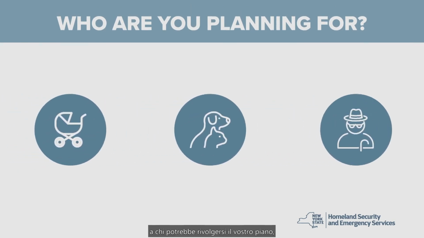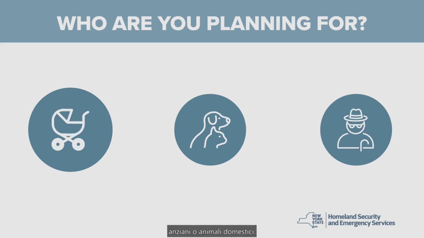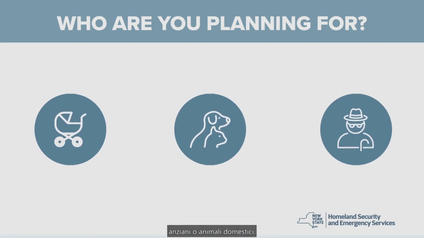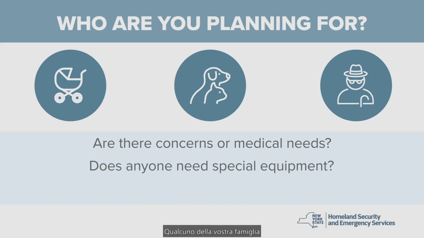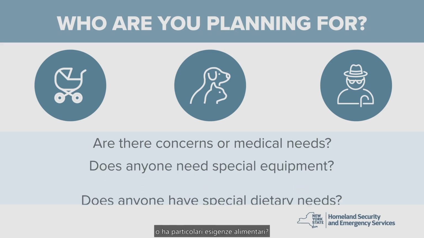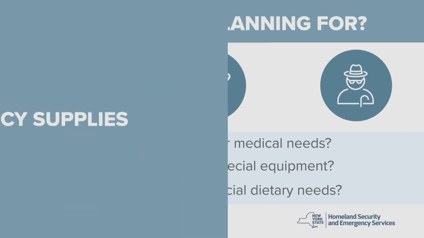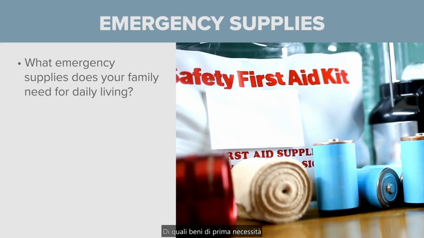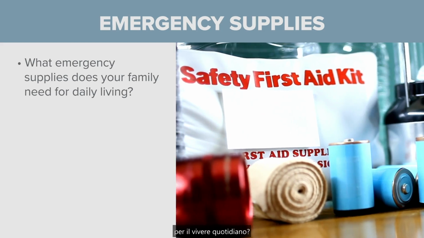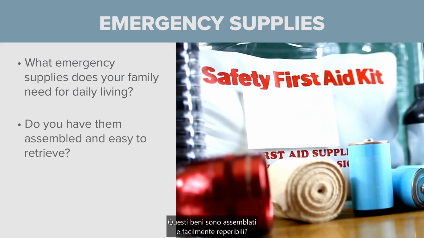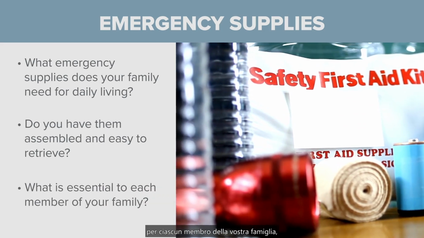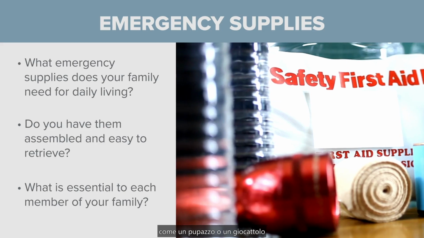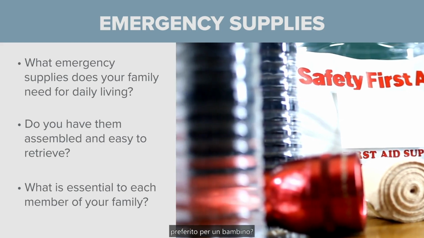Now, think about who you may be planning for in your family, for example, babies or infants, the elderly, or pets. Are there concerns or medical needs that need to be addressed? Does anyone in your family need special equipment or have special dietary needs? What emergency supplies does your family need for daily living? Are these supplies assembled and easy to retrieve? And have you considered what is essential to each member of your family, such as a favorite stuffed animal or toy for a young child?